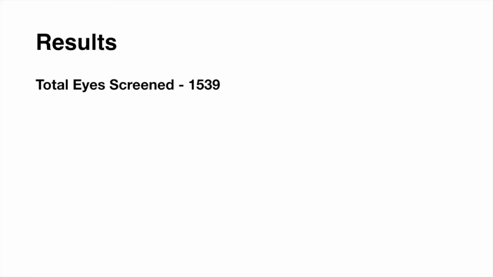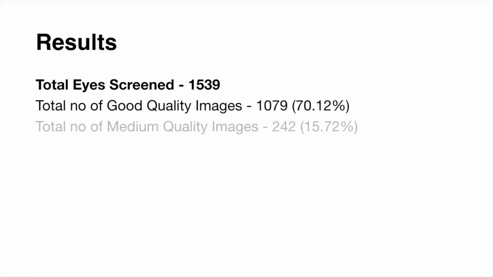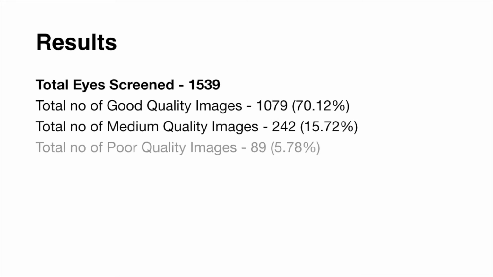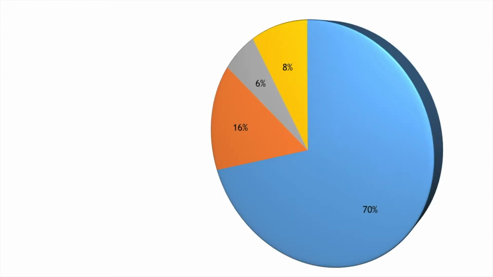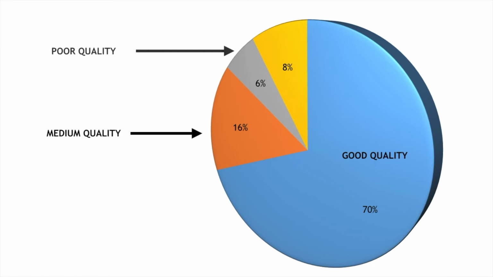Total eyes screened were 1539, out of which 1079 were good quality images and no image acquisition was possible in 129 eyes. So basically, 70% of them were good in quality, 16% of them were medium in quality, 6% of them were poor in quality, and no images were obtained in 8% of them.